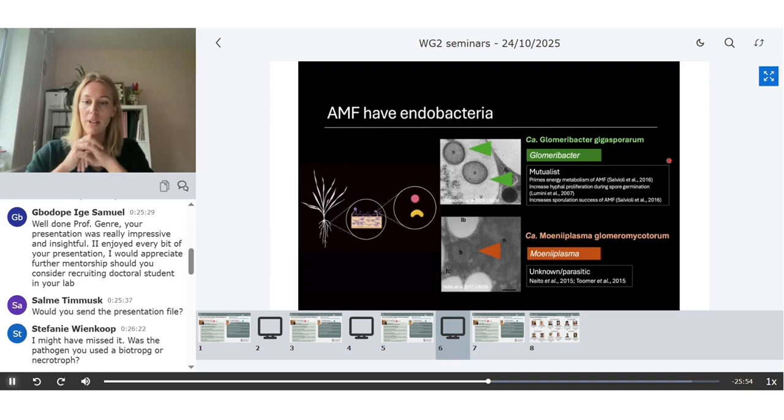The other endosymbiont, called Candidatus Moeniplasma glomeromycotorum, or Moeniplasma for short, is more of an enigma, in that there's still no experimental characterization of what its role actually is in AMF biology. In other words, we have absolutely no idea what Moeniplasma do in AMF, but they do appear to possess some characteristics of parasites, specifically their molecular evolution patterns, and their population structure is indicative of maybe a parasitic nature.